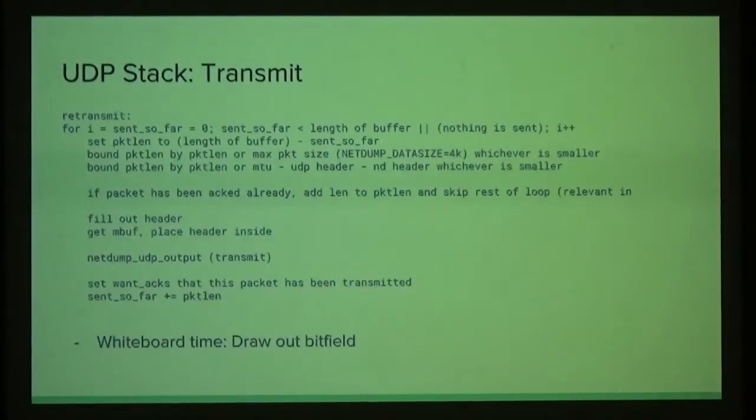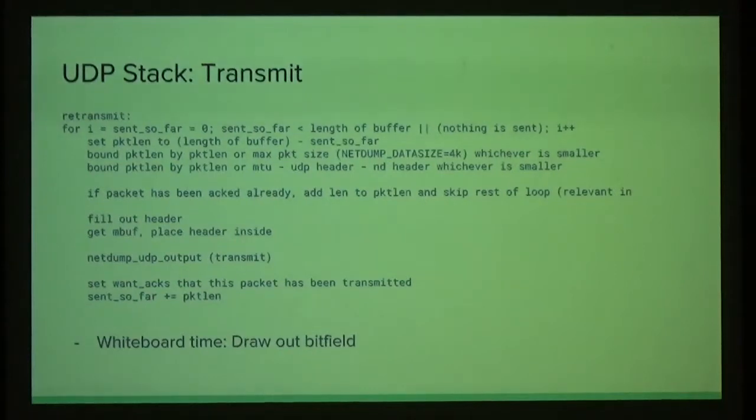In the transmit stage, there's the retransmit label that you go to when you miss a packet. But so you start through, you try to find the packet length you're going to use. Generally, it ends up using the MTU minus the headers. But if it needs to be smaller, you can bound it by what's left. So some odds and ends at the end of your buffer, you'll use a smaller packet.